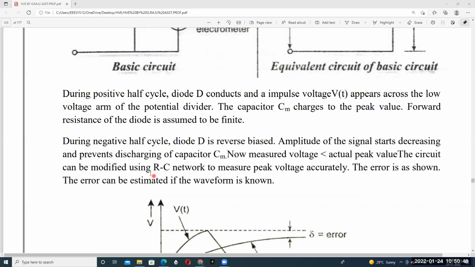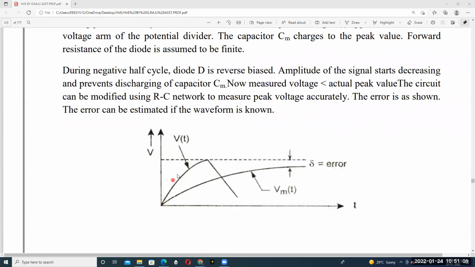This can be modified by using an RC network to measure the peak voltage accurately, without errors. So this is our actual input voltage V of t, but our meter voltage is VM of t. This is the peak voltage, and this is the meter voltage, so there is a small amount of error.